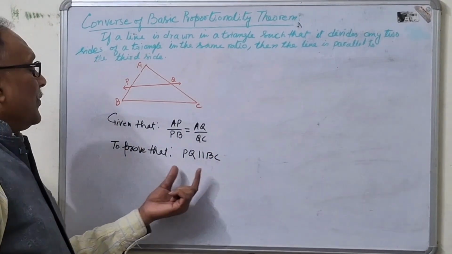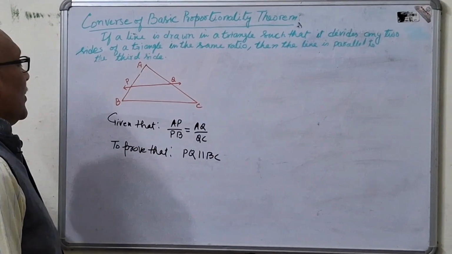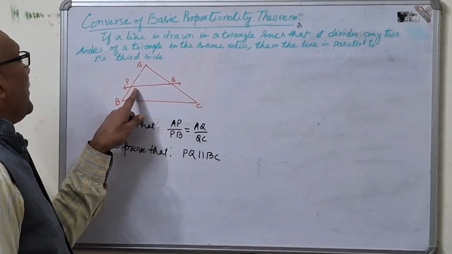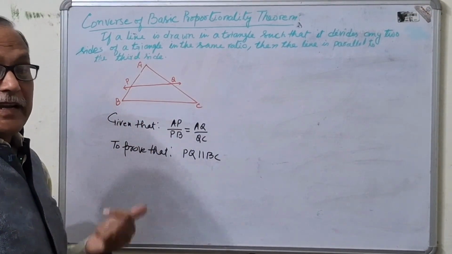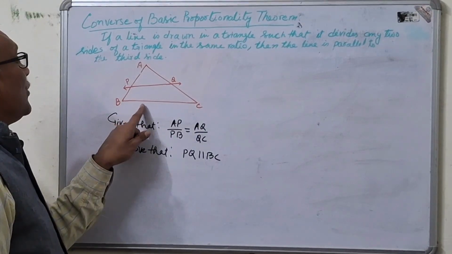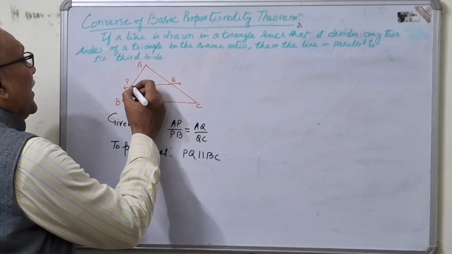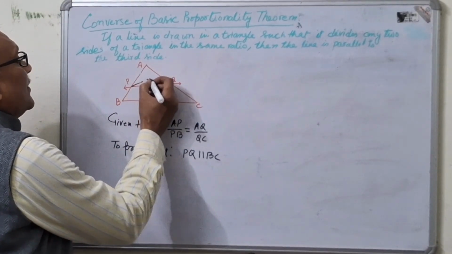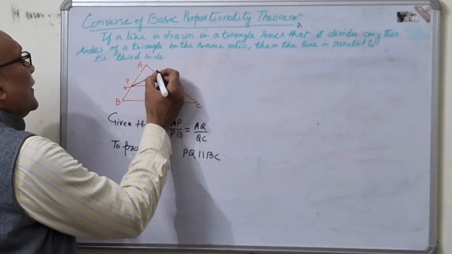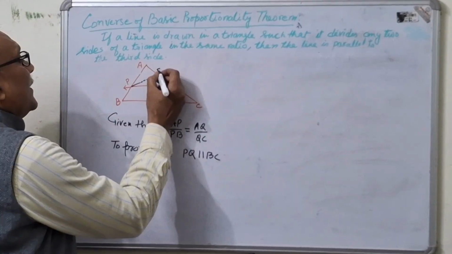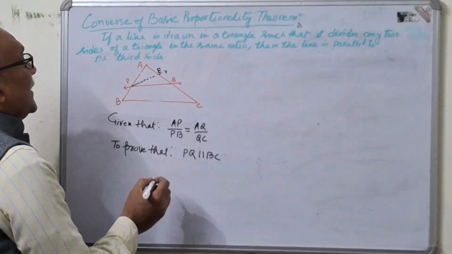Now in order to prove this theorem, we have to draw a construction. So let us assume that the line PQ is not parallel to BC. So there must be another line which is parallel to BC. So we draw another line through point P such that line segment PE is parallel to BC.